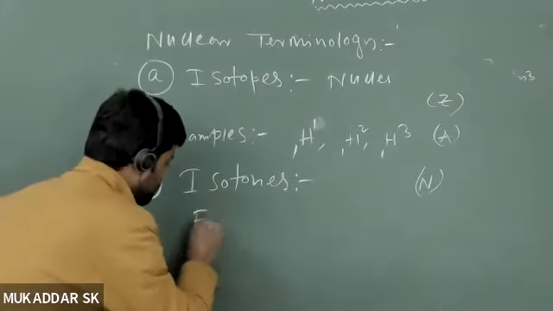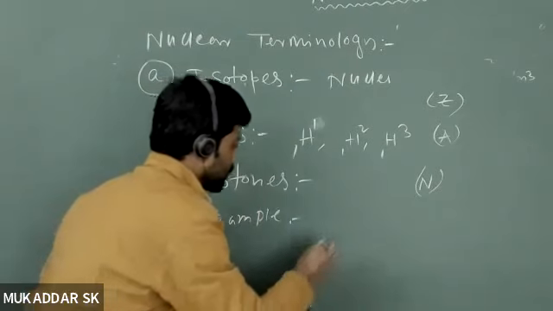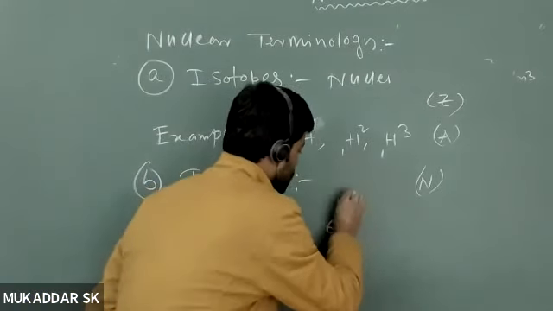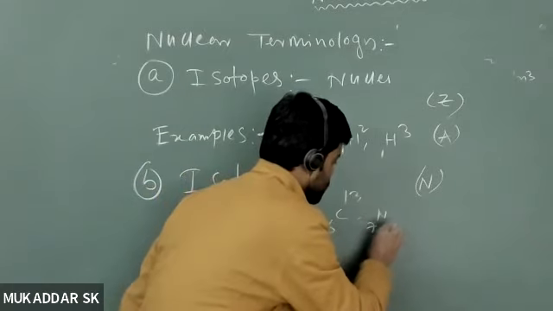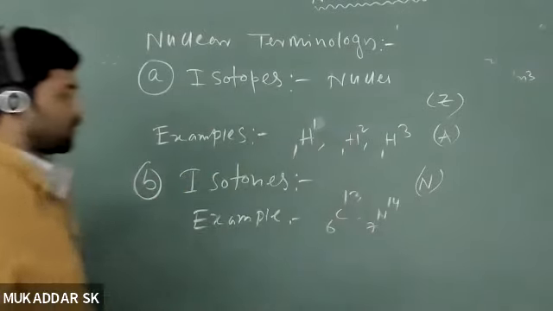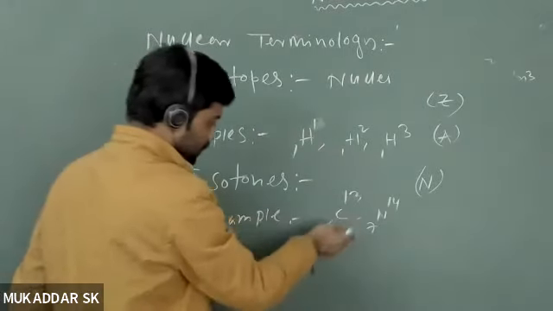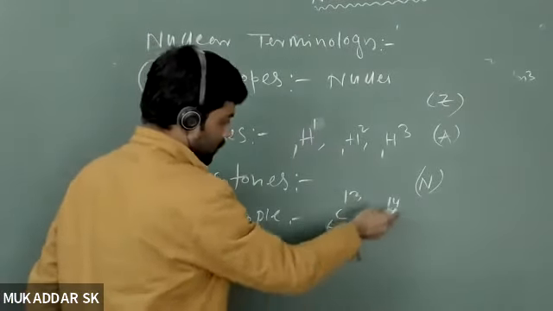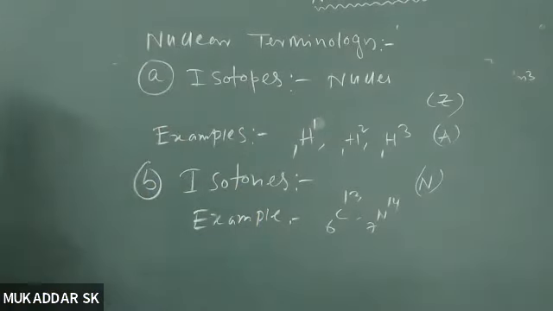Example, you have carbon-13 (6, 13) and nitrogen-14 (7, 14). We can see how many neutrons there are: 7 here and 7 here. So they are basically isotones. Nuclei with same neutron number are called isotones.